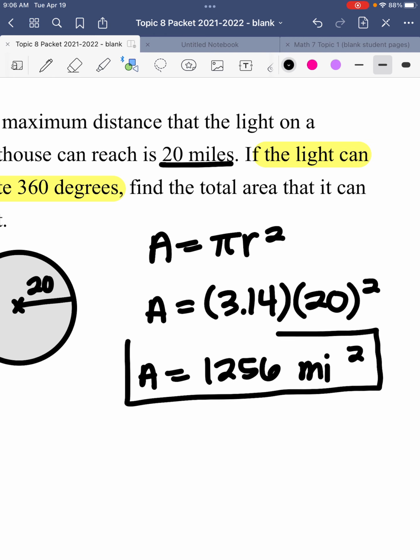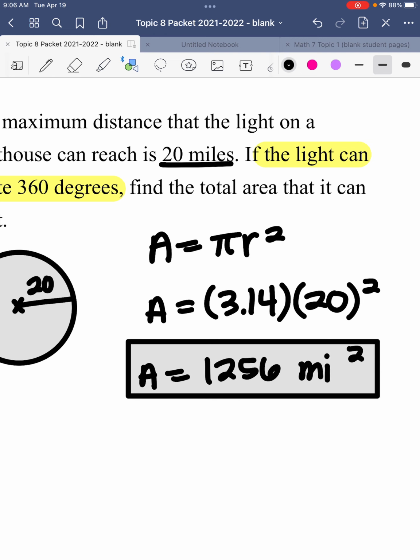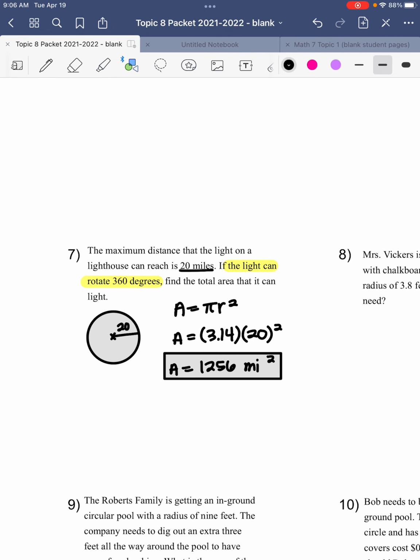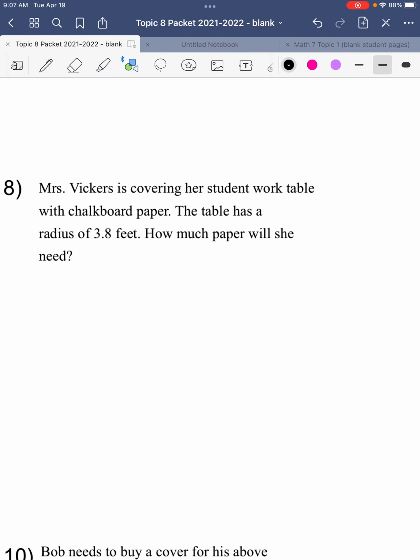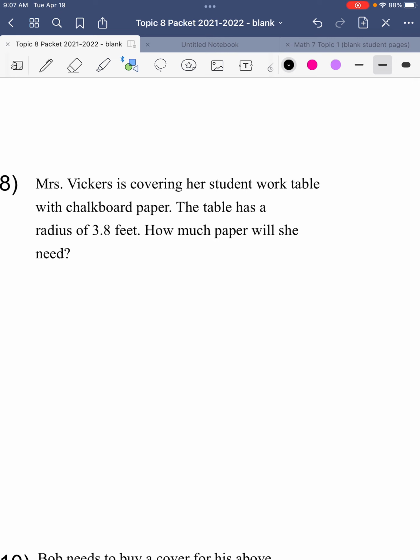That's how far that lighthouse light can reach. Okay, let's look at number 8. It says Mrs. Vickers is covering her student work table with chalkboard paper. The table has a radius of 3.8 feet. How much paper will she need?